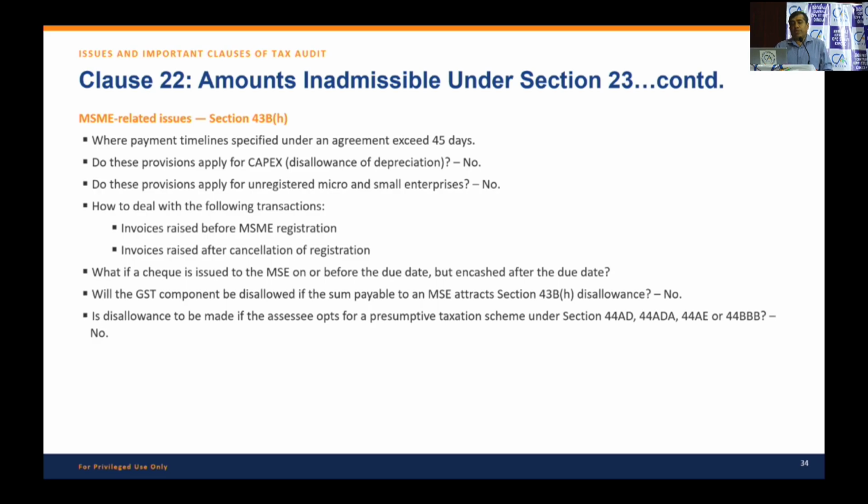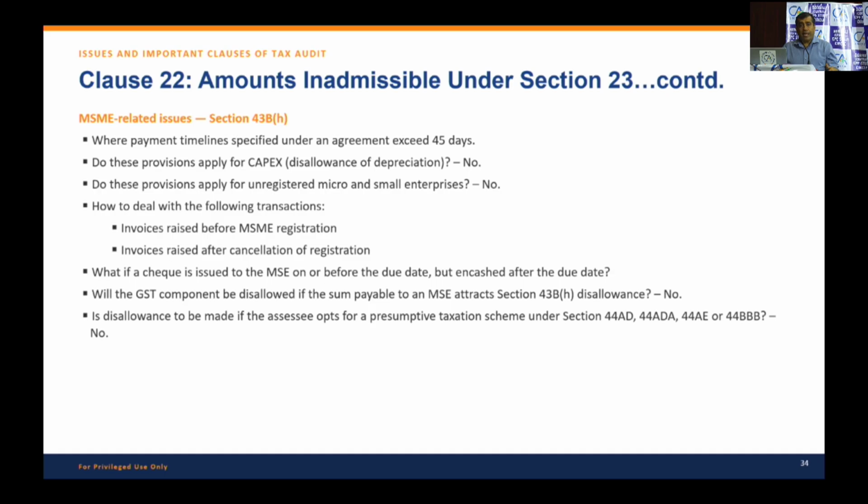So, whether the payment timeline specified under the agreement exceeds 45 days, we did discuss this: it is irrespective of the agreed timelines, the maximum is 45 days. Whether this applies to capex disallowance, the answer is no. Again, we discussed this in some other clause as well. One typical issue, I've seen this practice: people keep issuing cheques on 31st March or before the 45th day, and those cheques get cleared two or three months later. Good case to investigate. Good case to take a view. I'm not saying the answer is yes or no, but it is a good case to take a view.